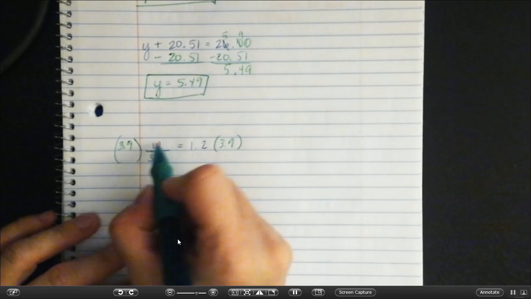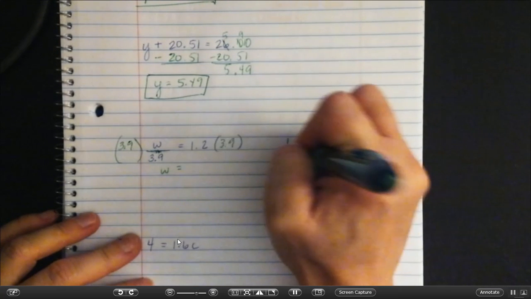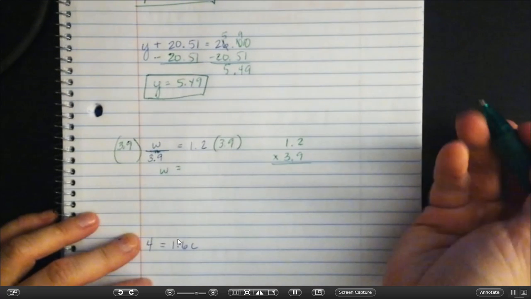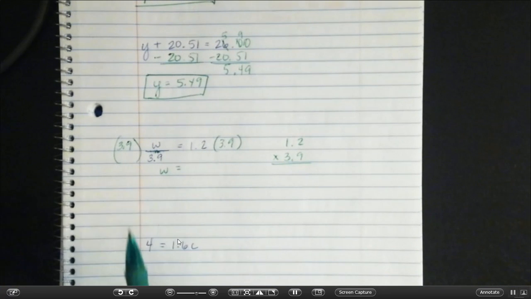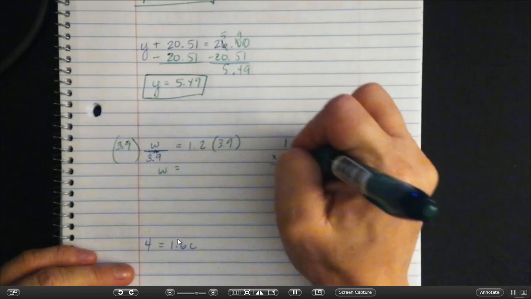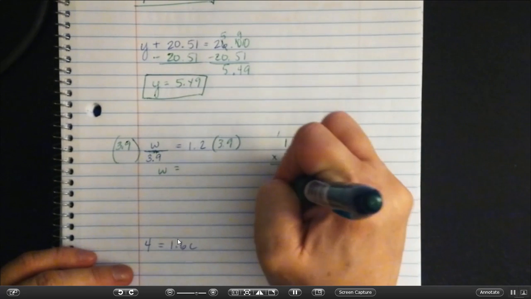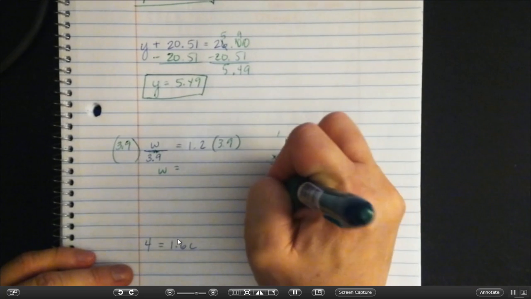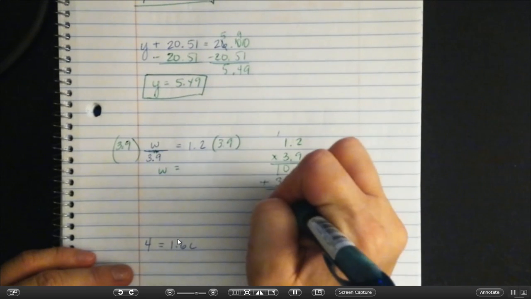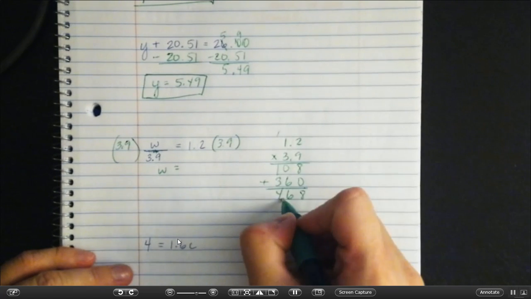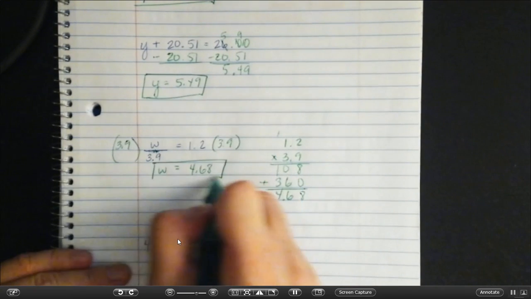All right, so this is now W equals 1.2 times 3.9. I have to actually do this off to the side. I know it's going to be something close to 4, this is about 4, this is about 1, but let's find out. So this is 18, 9, 10, 6, 3. Add those up. 8, 6, 4, 1, 2, 1, 2. Yep, 4.68. There you go.